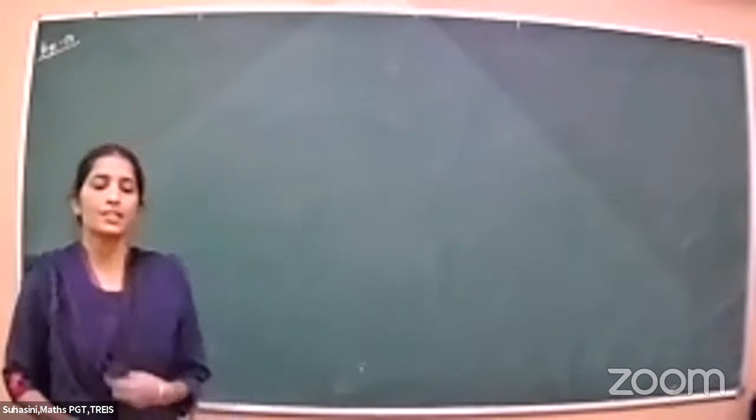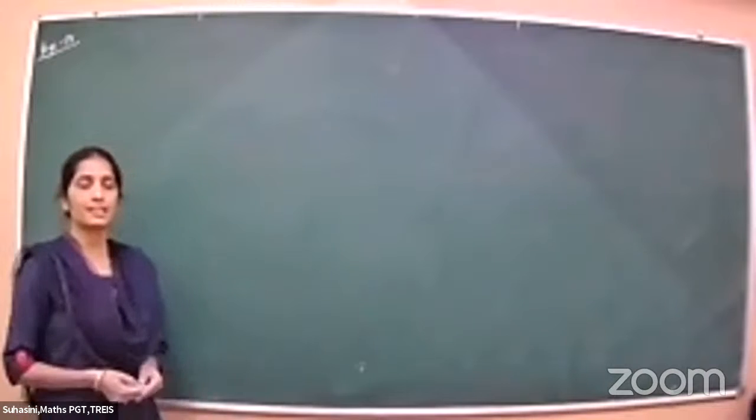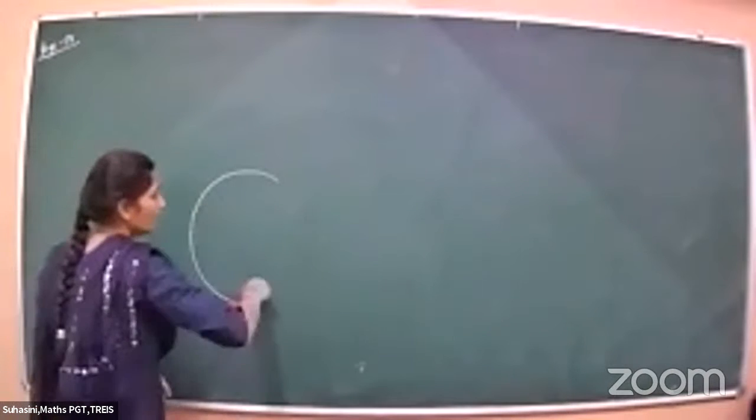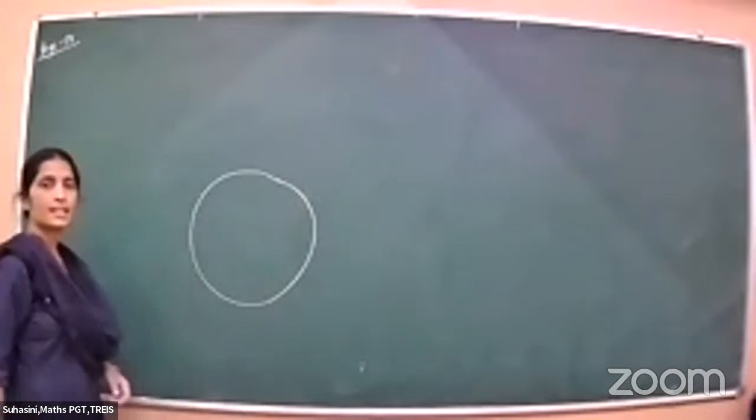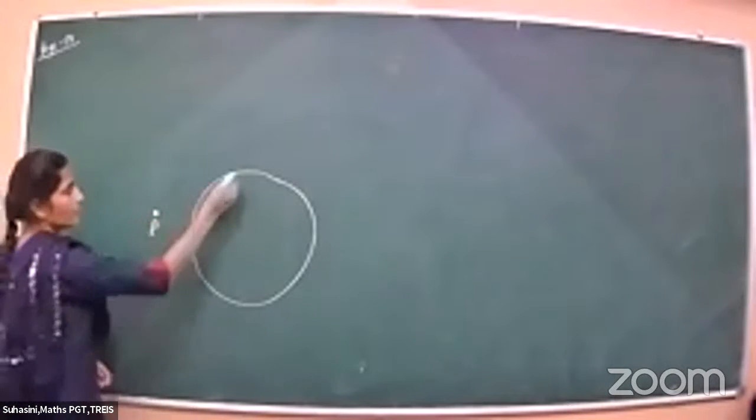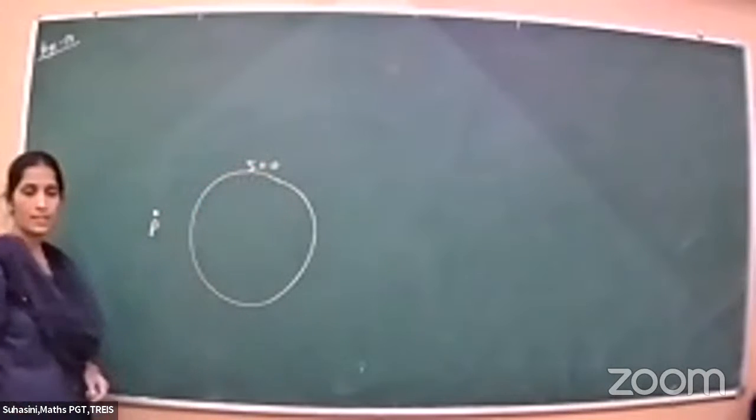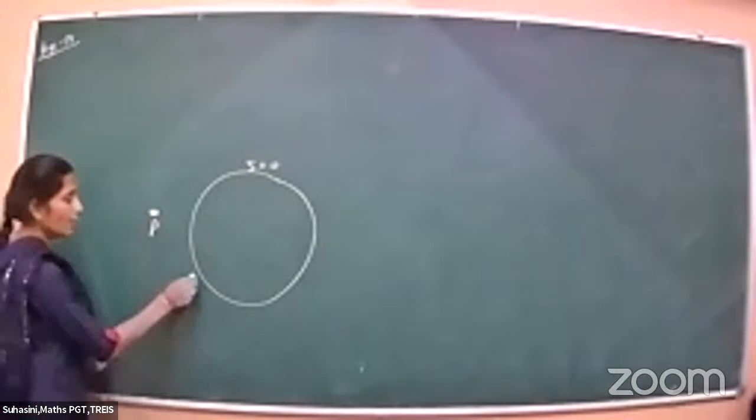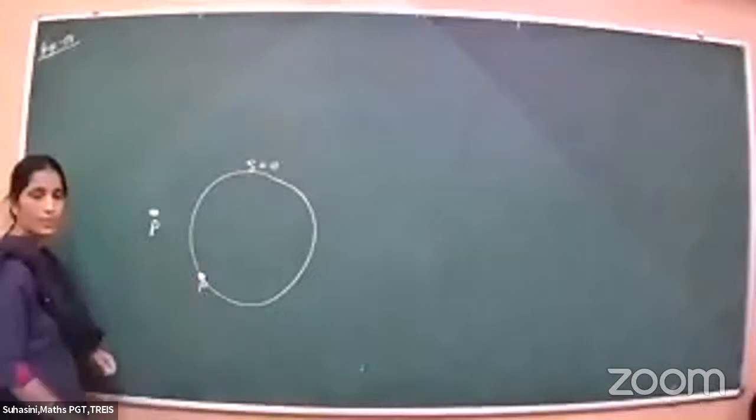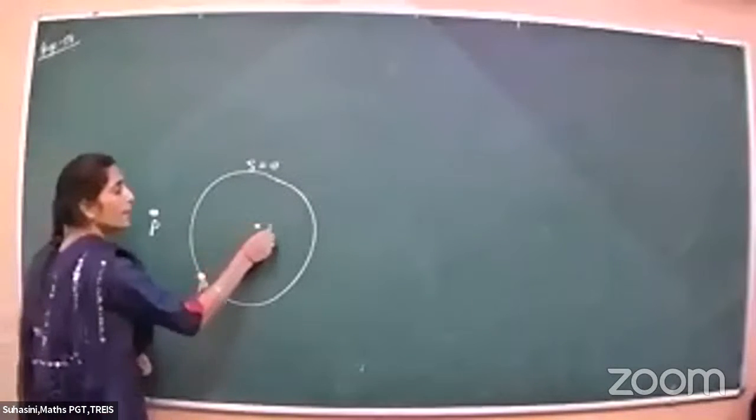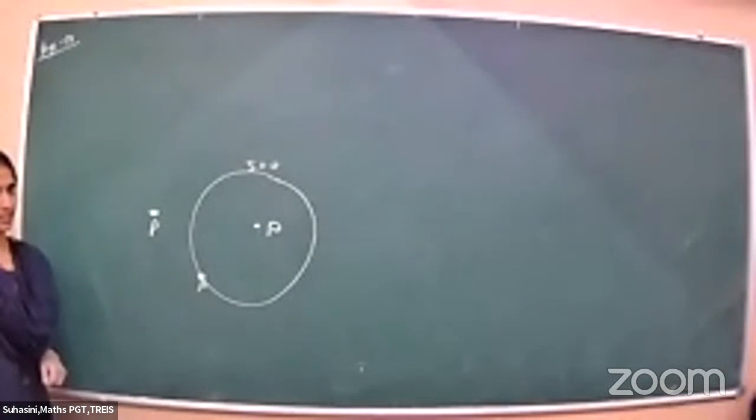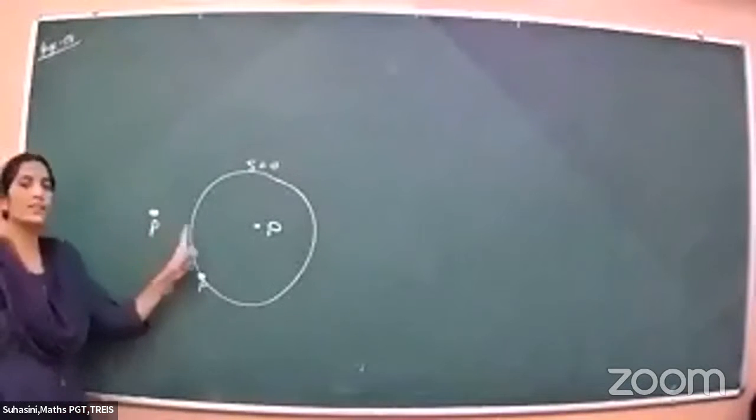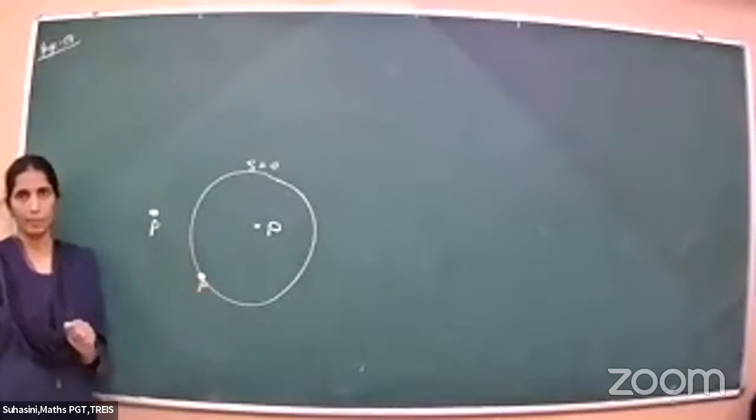Dear children, so far we have discussed the relative position of a point with respect to the circle S = 0. The point may be in the exterior plane of the circle, the point may be on the circle, and the point may be in the interior plane of the circle. So there exist three different positions for a point with respect to the circle.